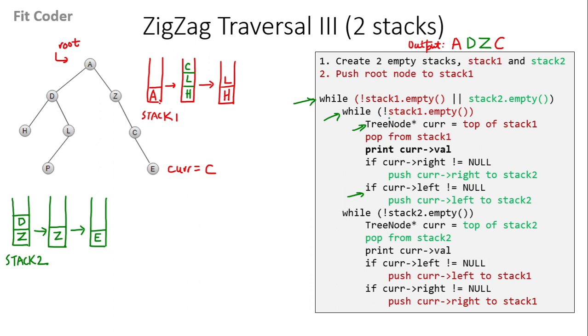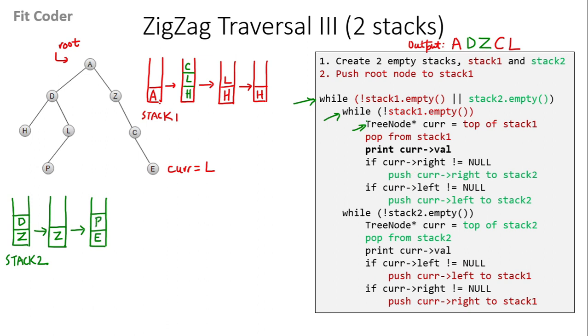Then we again check if stack 1 is empty. So stack 1 has two elements. We set current to top of stack 1. Top of stack 1 is L. We pop from stack 1. We print the value of current. Then we check right of L. So right of L is null. Then we check left of L. Left of L is P. So we push P to stack 2.